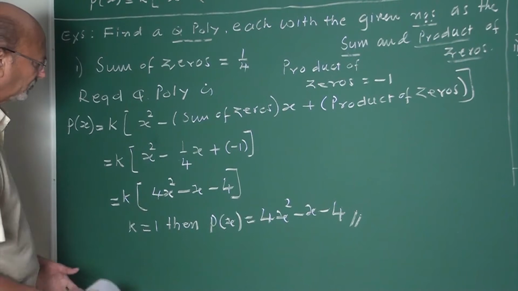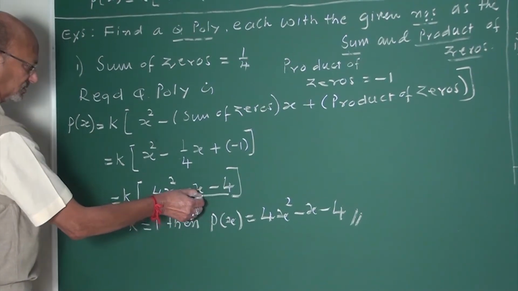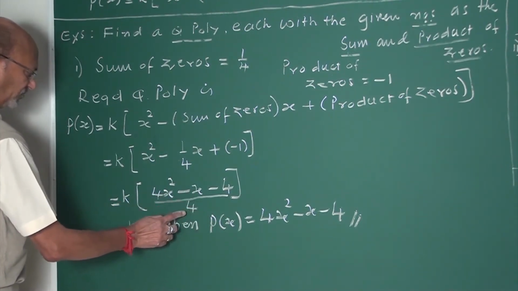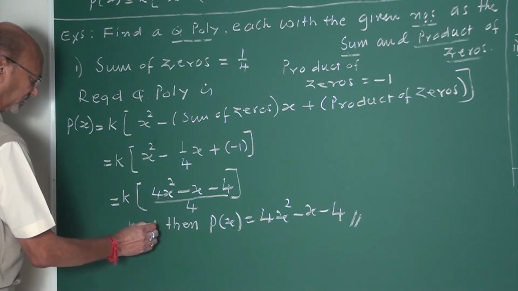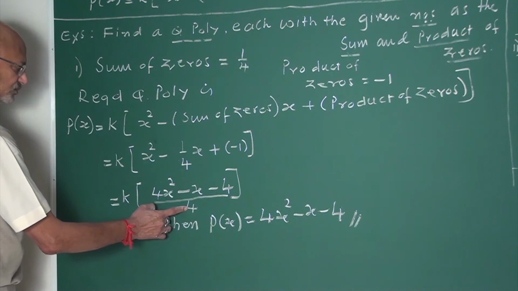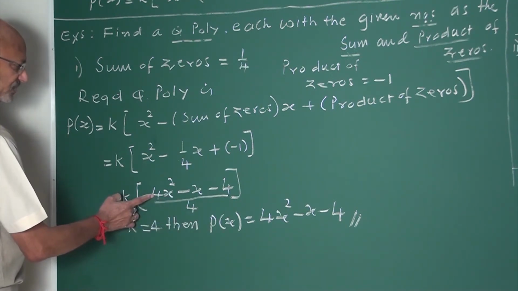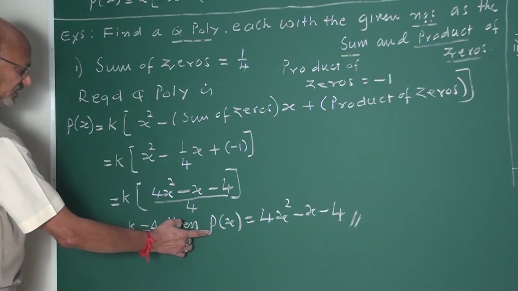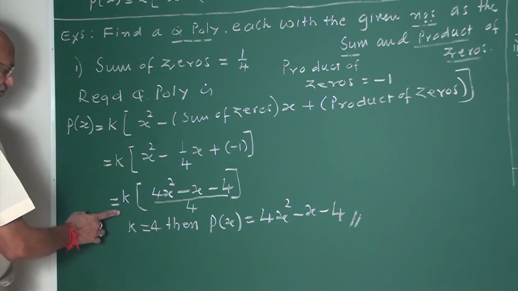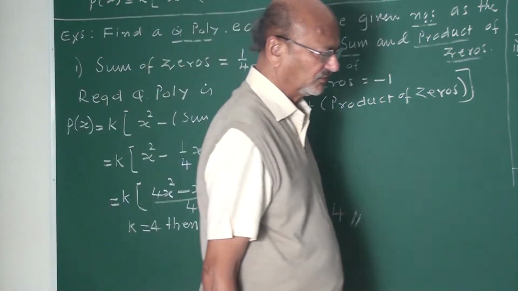Yes, my friends, don't forget the LCM. When the LCM is 4, you take k as 4. If k is 4, this 4 cancels with this 4. You have P(x) equal to 4x squared minus x minus 4 as the required polynomial, my friends, if you take k equal to 4. Understood? Yes, it is clear.